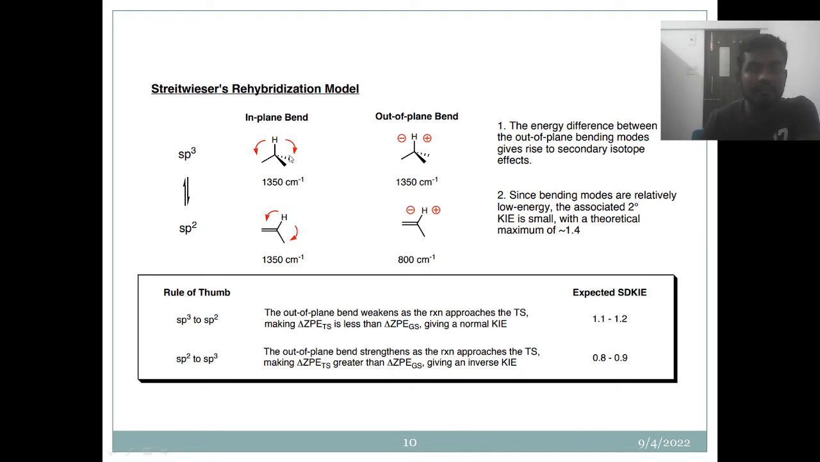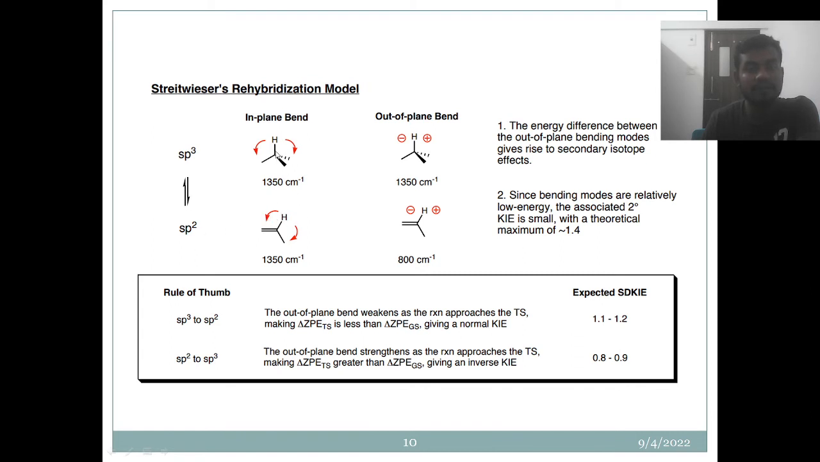So, in-plane bending in sp3, you see here, in-plane bending, you see this bond and then this bond. Follow my cursor. So let's say the hydrogen motion is like this. So this is the in-plane motion, and in the transition state, it has a character like sp2 character.